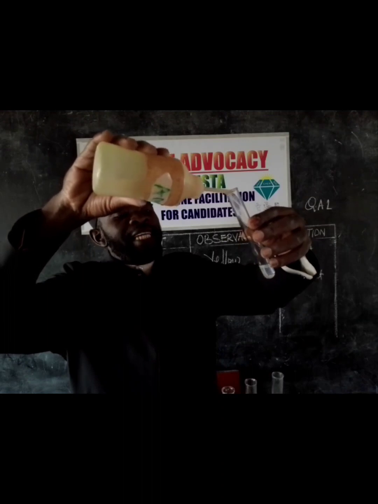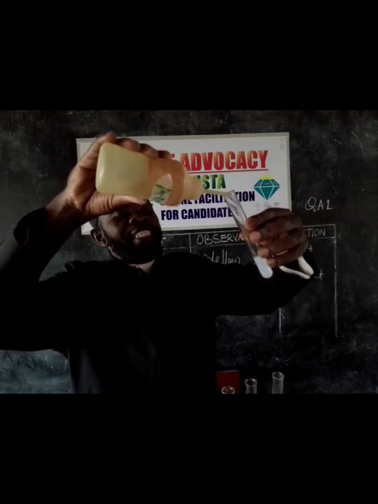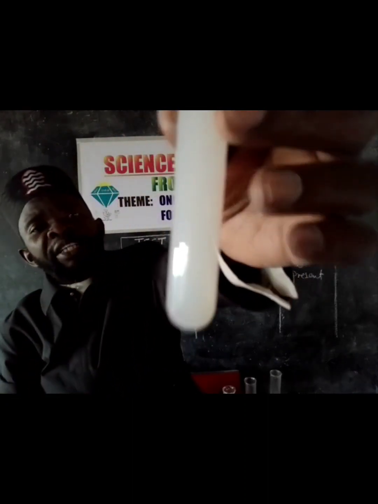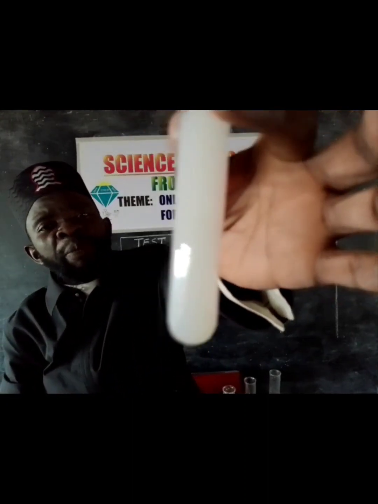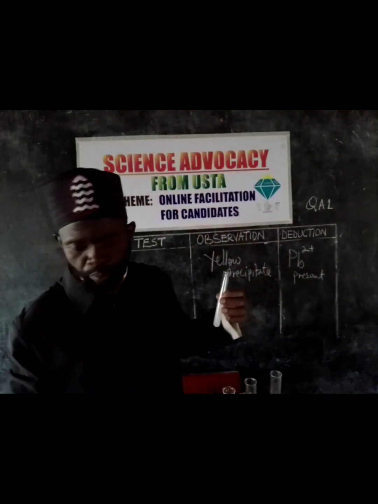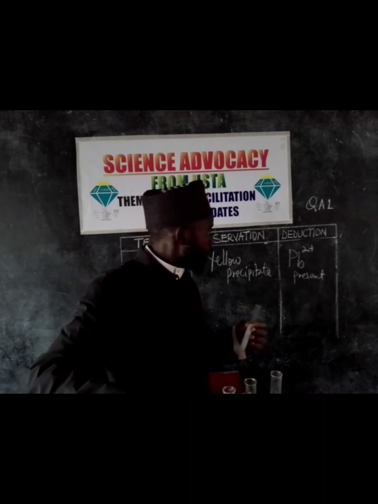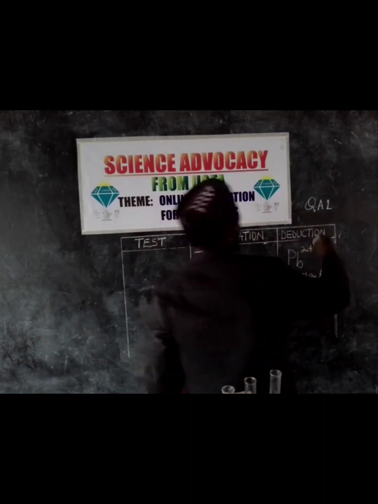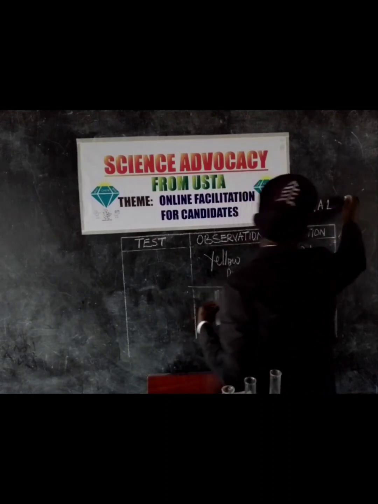Let us add in excess. On addition in excess, the precipitate does not go away. It remains. So we say a white precipitate insoluble in the excess. What does this one mean? This one means originally we were having that.